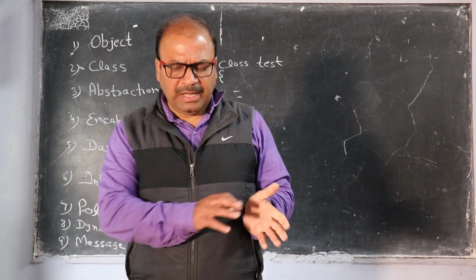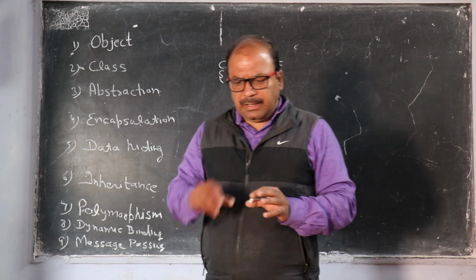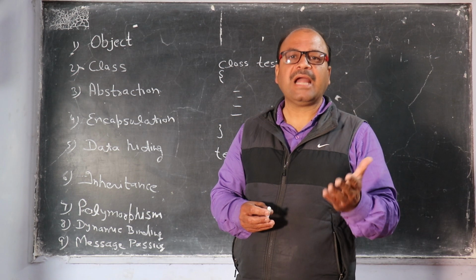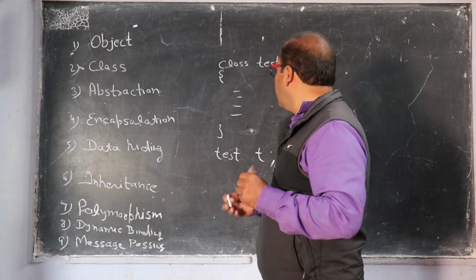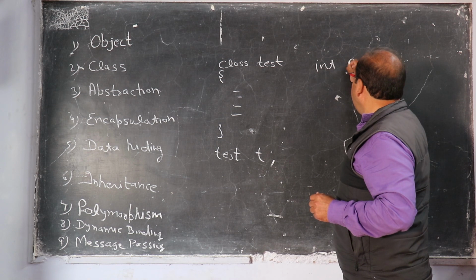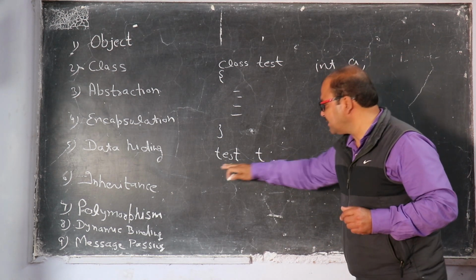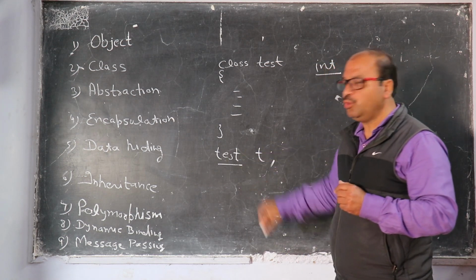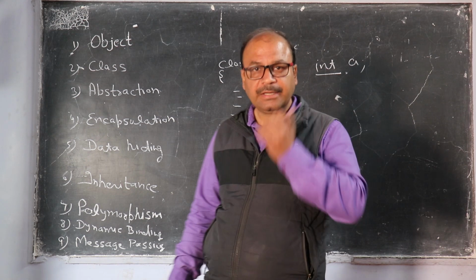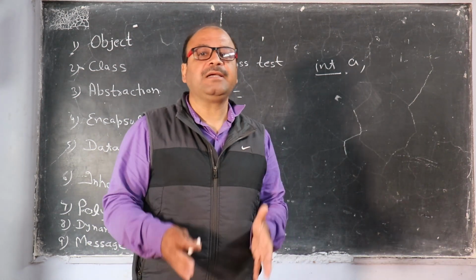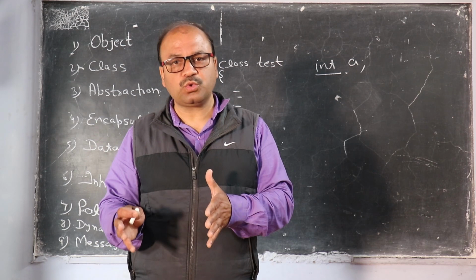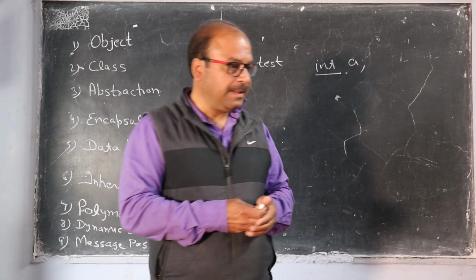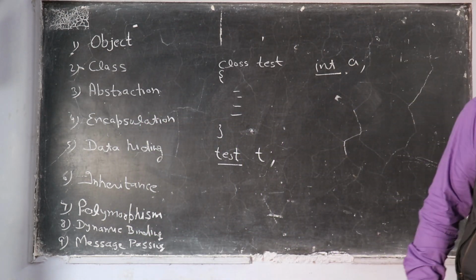So, in other words, we can say an object is a variable of type class. Likewise, if we have int a, we have test t. This is an inbuilt data type and this is a user-defined data type, right? So the object is the basic runtime entity which is used to access the data members and member functions of a class.